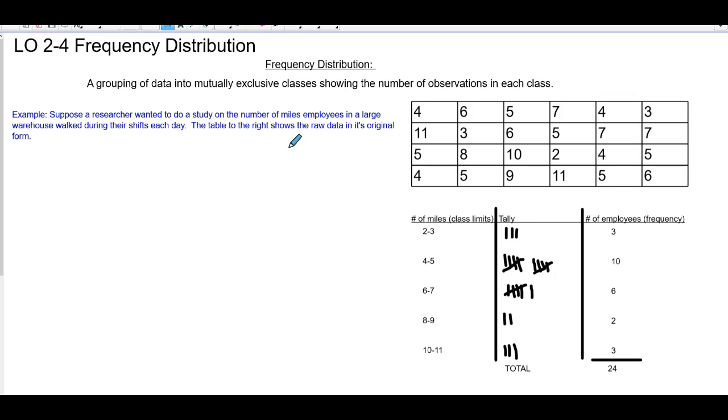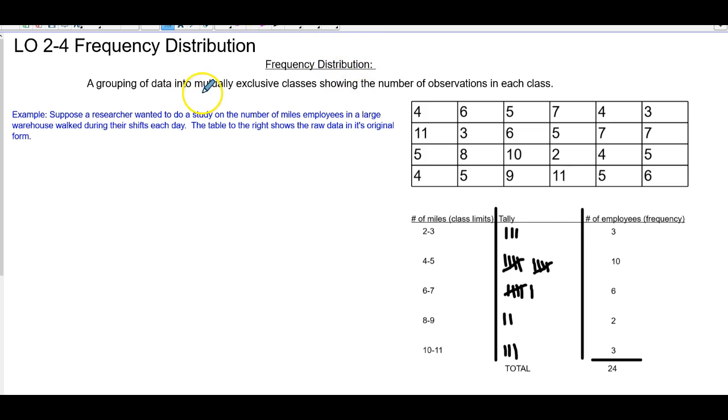Today we're going to talk about Learning Objective 2.4, frequency distributions. A frequency distribution is a grouping of data into mutually exclusive classes showing the number of observations in each class. So I want to focus on this word distribution. We are looking at how the data is spread out. We are trying to gather information on the distribution or the spread of the data.